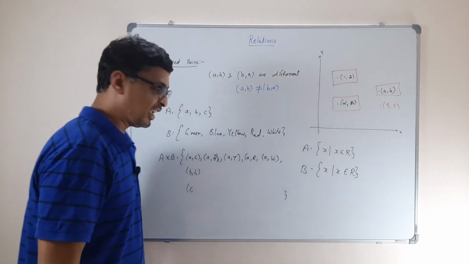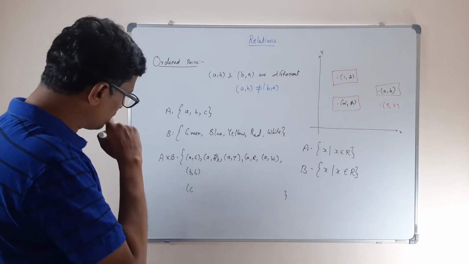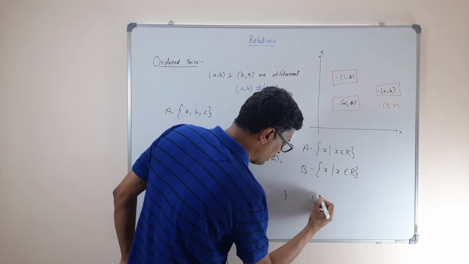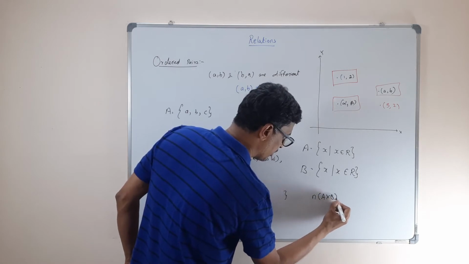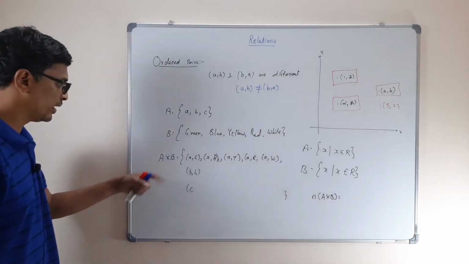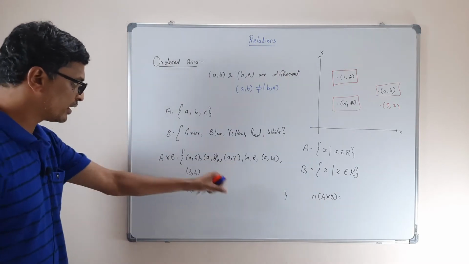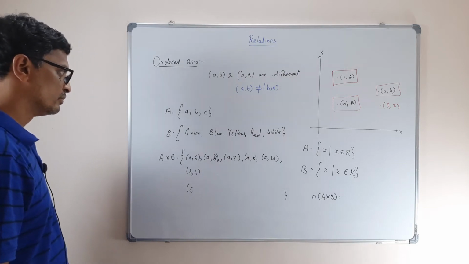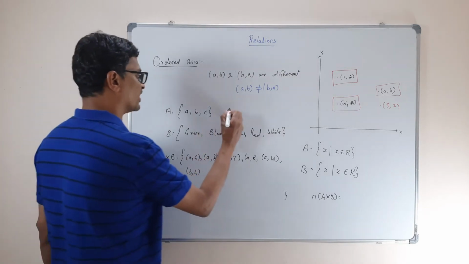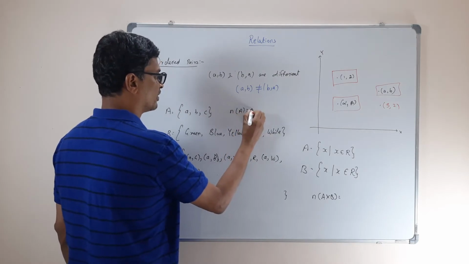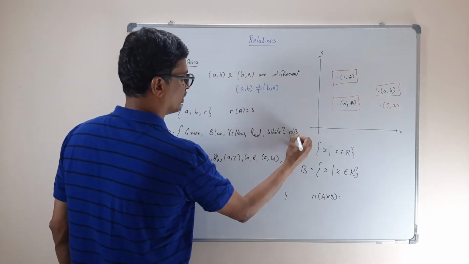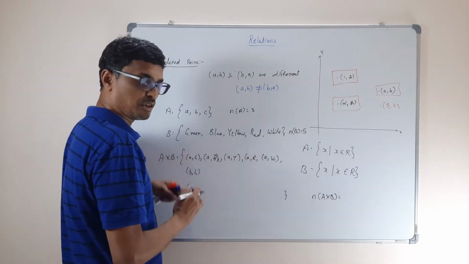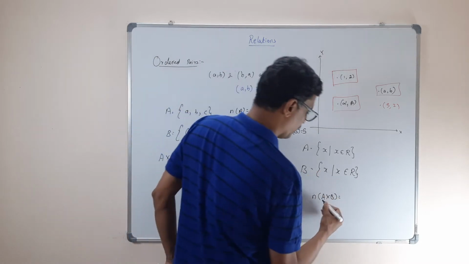Can you tell me, when I do that, what will be n of A cross B, the Cartesian product of A and B here? How many elements will be there? The number of elements in A into the number of elements in B. So let us say, what is n of A? 3. What is n of B? 5. So of course 5 into 3, which makes 15.